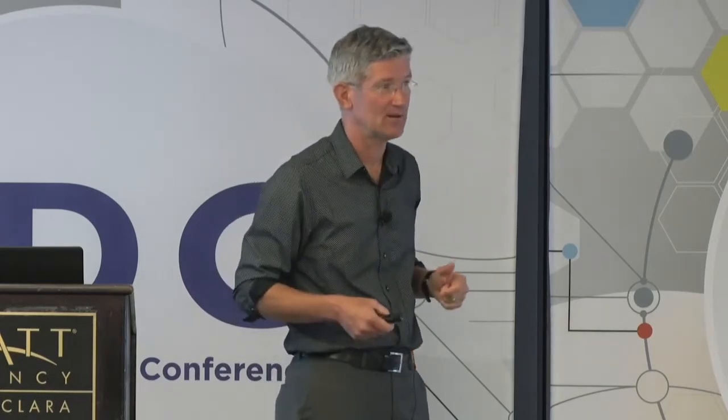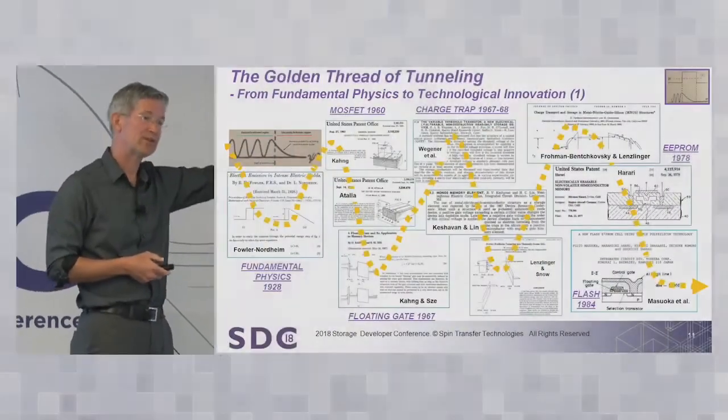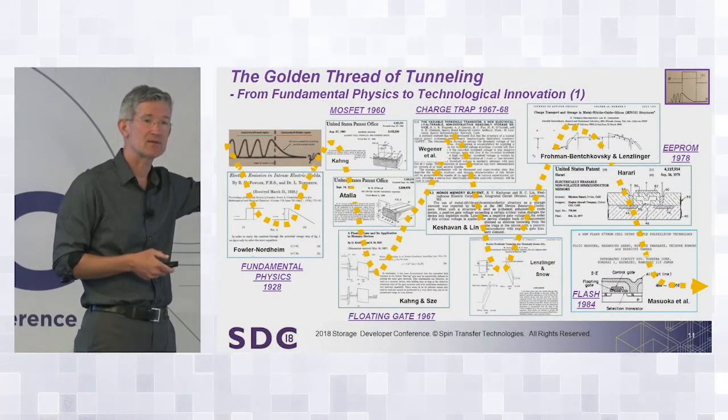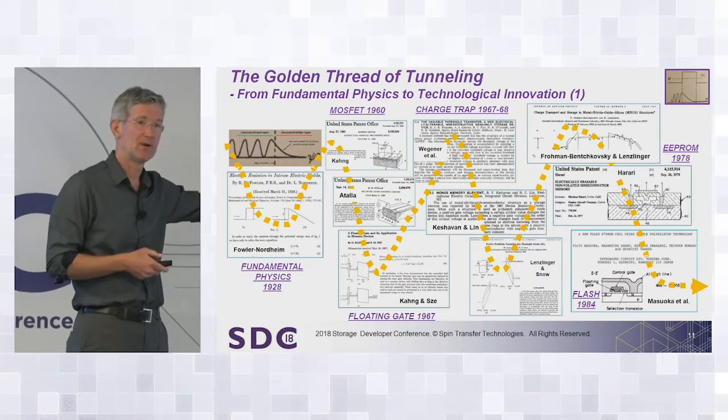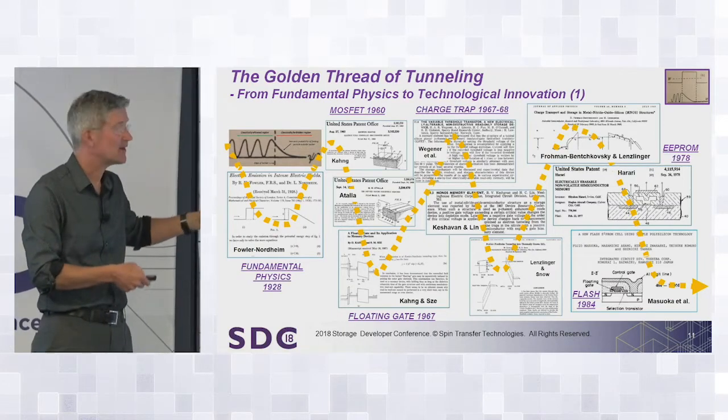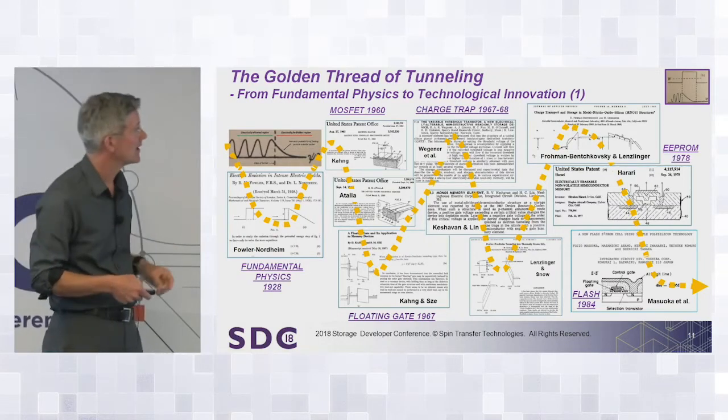FN tunneling, they call it. So many people will drop the names, FN tunneling, Fowler-Nordheim tunneling. But the people who were involved, it was back in the 1920s, working on a different problem. But the physics then was used in the 1960s, okay?